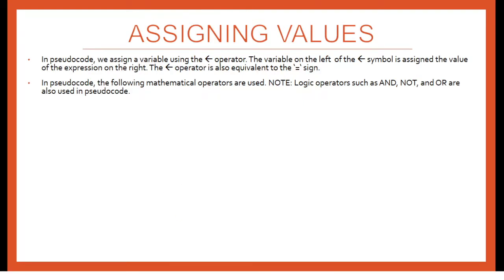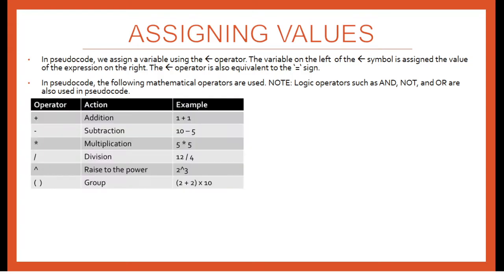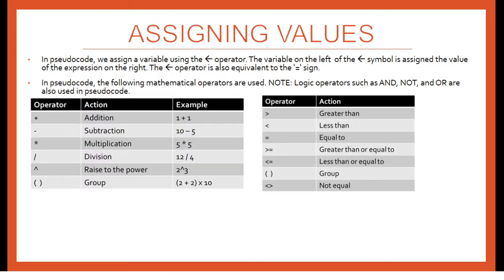In pseudocode, we assign a variable using the arrow operator. The variable on the left of the arrow symbol is assigned the value of the expression on the right. The arrow operator is also equivalent to the equal sign. In pseudocode, the following mathematical operators are used. Also take note that logic operators such as AND, NOT, and OR are also used in pseudocode.